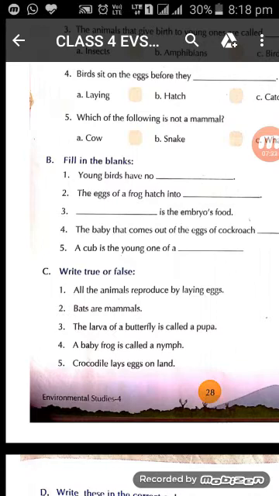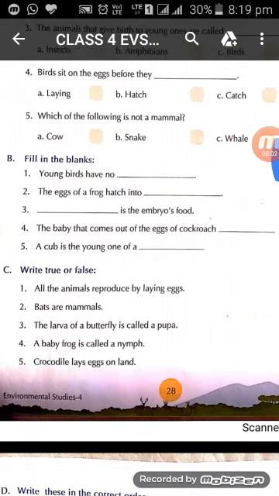Outer covering is called the shell, inner part is called the albumin, and within the albumin is the yolk. Now, dash is the embryo's food. What is the embryo's food? The innermost part, that is called yolk, is the food for the embryo, and albumin protects the embryo. So here the answer is the yolk is the embryo's food.